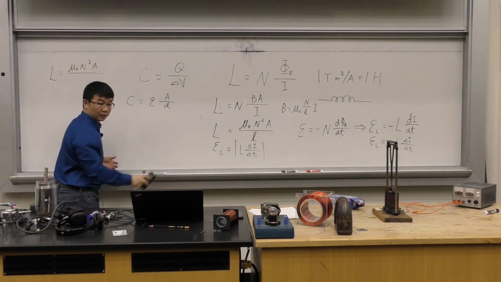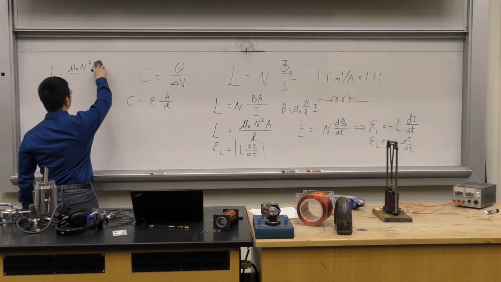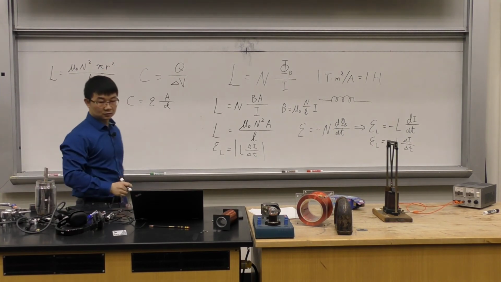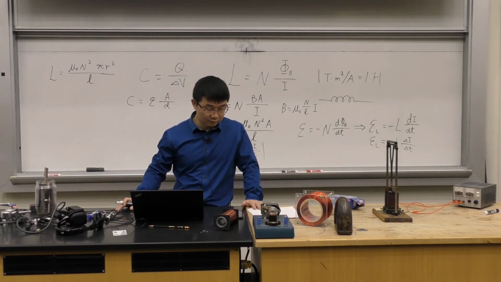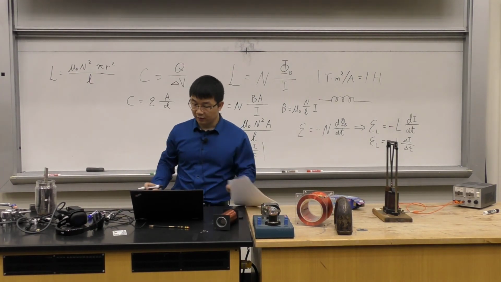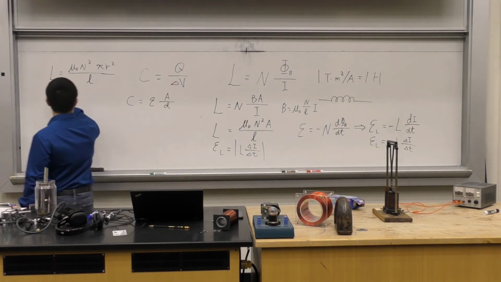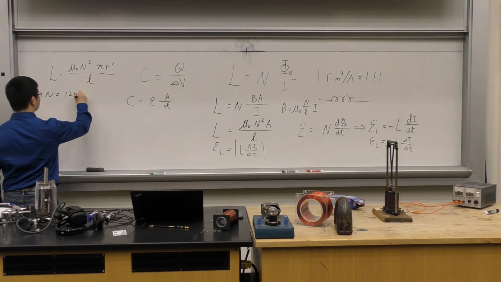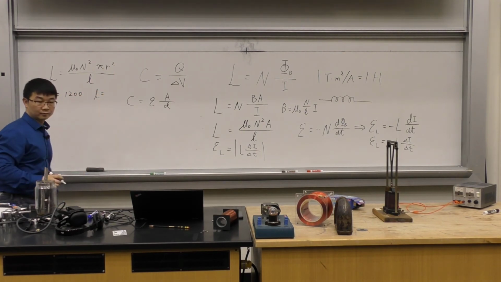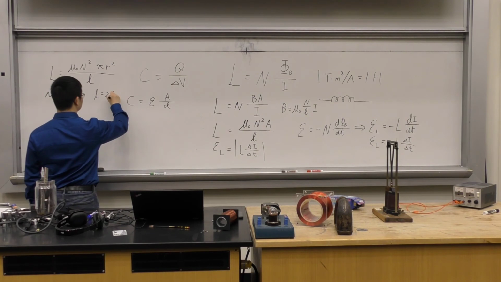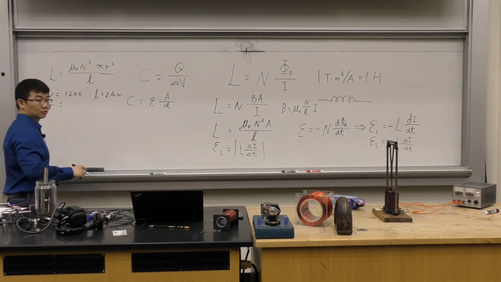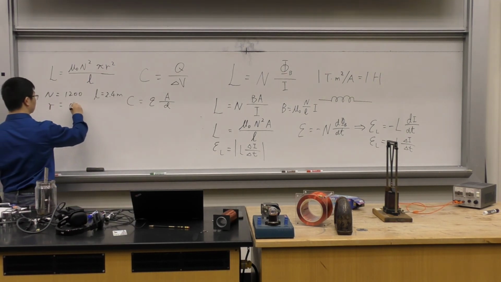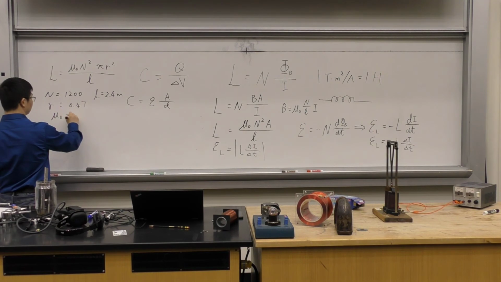So this area, in this case, well, solenoid, the area is going to be a circle. So this is going to be pi r squared, right? And we have all these numbers. The number of turns is 1200. The length is 2.4 meters. Right, the radius, what is the radius? 47 centimeters. Right, and the mu naught is constant.